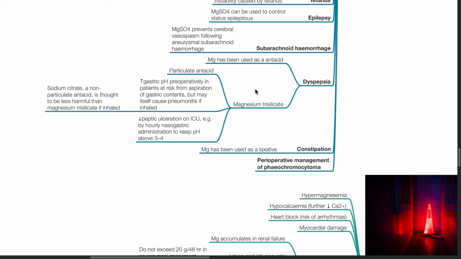Magnesium trisilicate has been used to reduce peptic ulceration in the ICU, for example, by hourly nasogastric administration to keep gastric pH above 3 to 4. Magnesium is used as a laxative to treat constipation. Magnesium has been used in the perioperative management of pheochromocytoma.